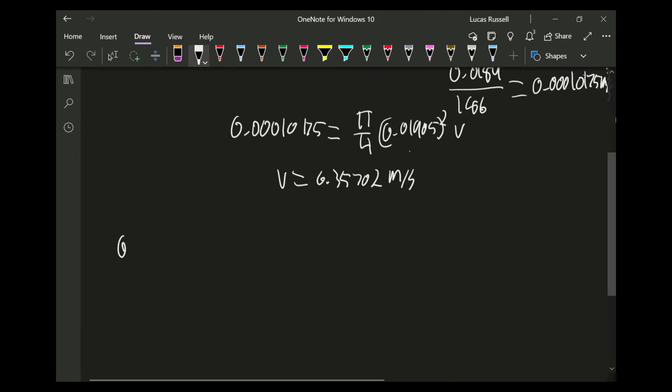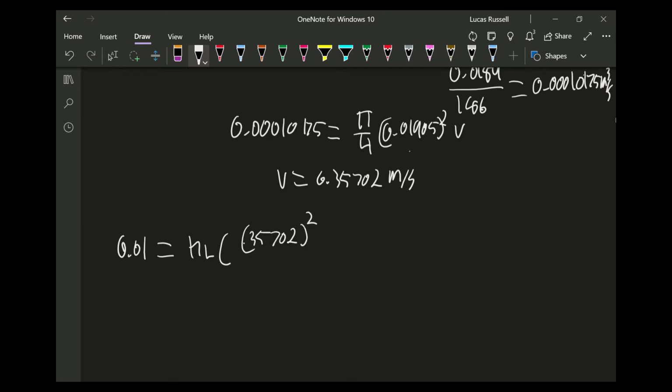So 0.01 meters is equal to KL times the velocity squared, 0.35702 squared, over 2 times 9.81. And we find that KL is equal to 1.539. So what were we looking for? We were looking for a regular 90-degree flanged fitting, which would be 0.3 for KL.